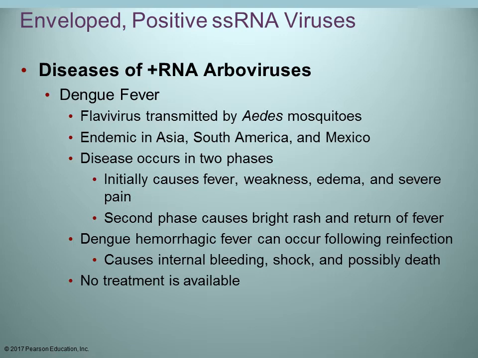Diseases of arboviruses, dengue fever is one. This is endemic in Asia, South America, and Mexico. The disease usually has two different phases. Initially you have fever, weakness, severe pain. Then in the second phase you get a bright rash and then fever. No treatment is available, and you can get a reinfection and get dengue hemorrhagic fever. As the name implies, with hemorrhagic fever, there's often internal bleeding that can lead to shock and then can lead to death.